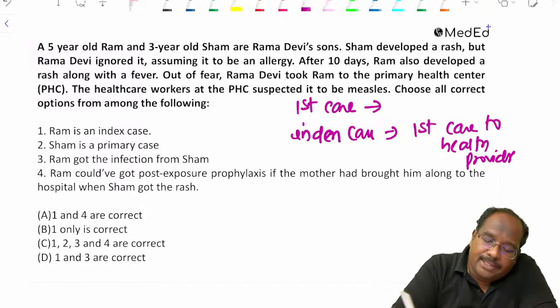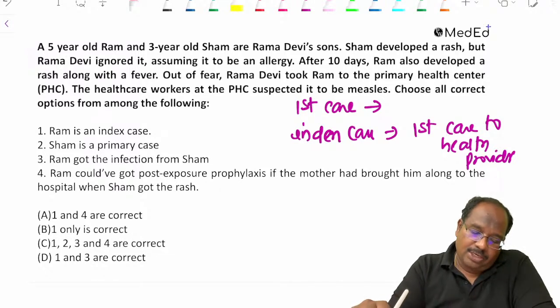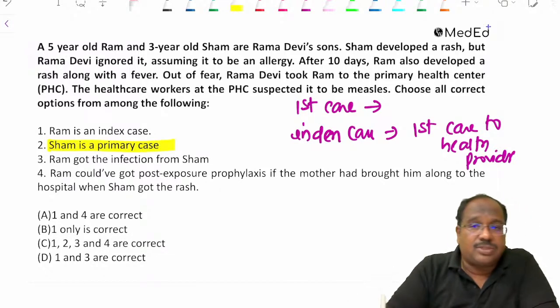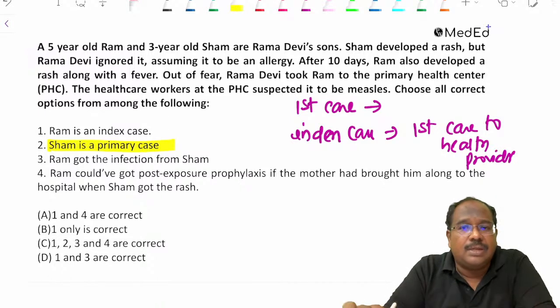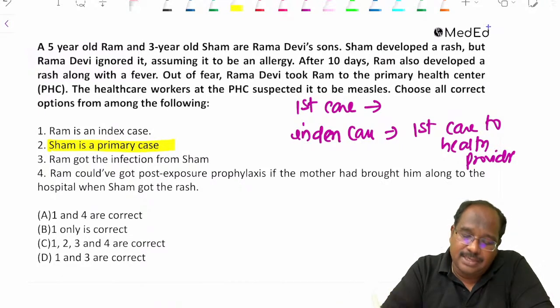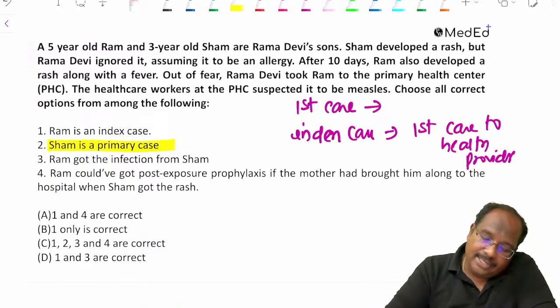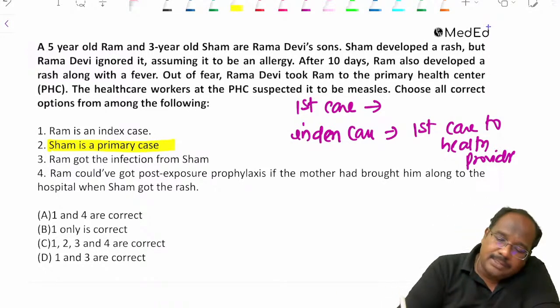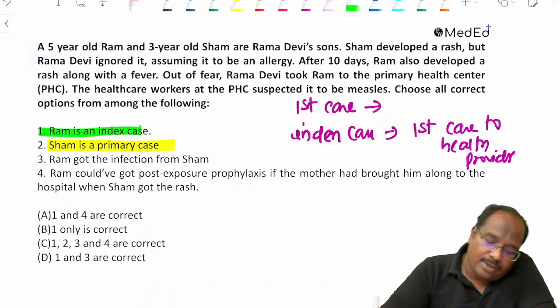Sham is the primary case. That is correct, Sham is the first person who developed the rash. And Ram is the index case. Ram came to the health provider. That is also correct. Ram is the index case.